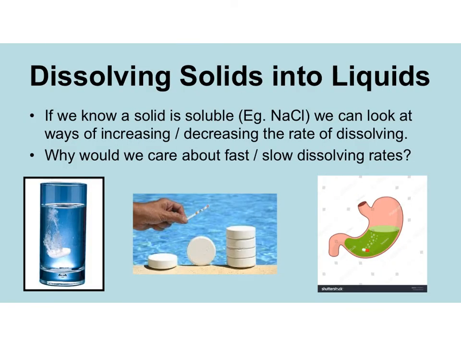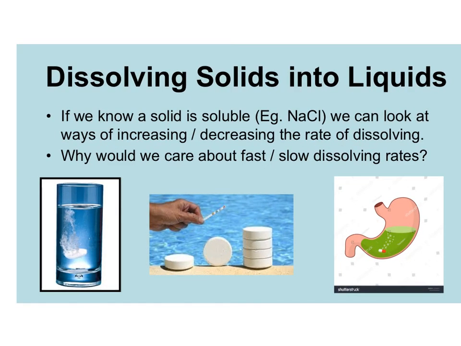Okay. So we're going to be primarily focusing just on solids into liquids today. So dissolving a solid into a liquid and then controlling how fast that happens. If we know a solid is soluble, and that's last week's lesson, an example of a solid that's soluble is NaCl in water. Because NaCl is ionic and water's polar, the charges interact, so it'll dissolve. Now we can look at ways of, and this is the primary focus of this week's lesson, increasing and decreasing the rate of dissolving. Now, why would we care about this?